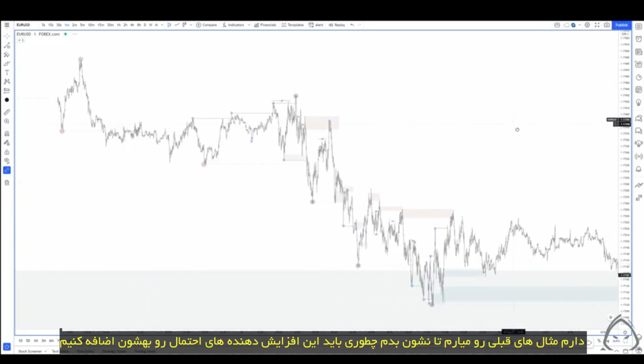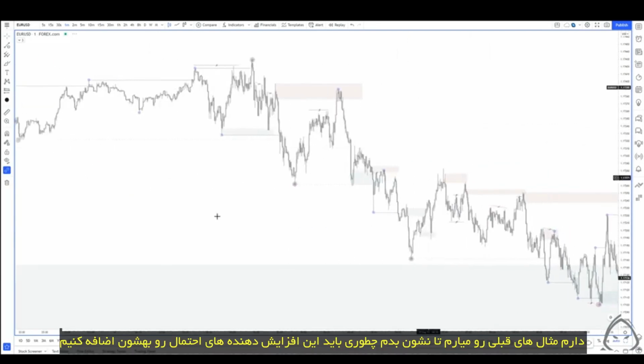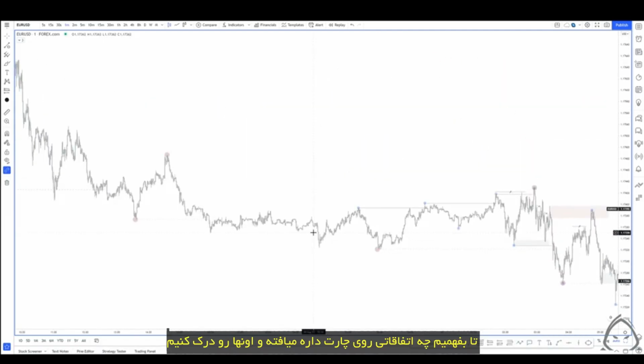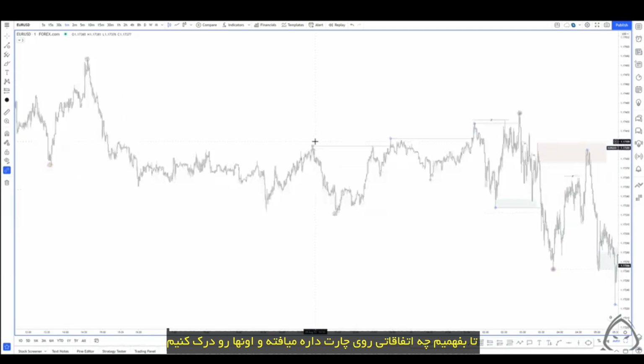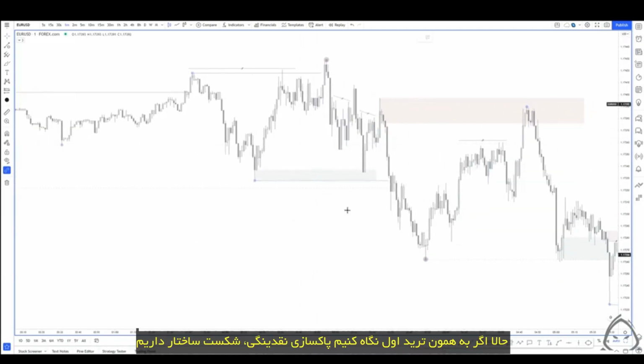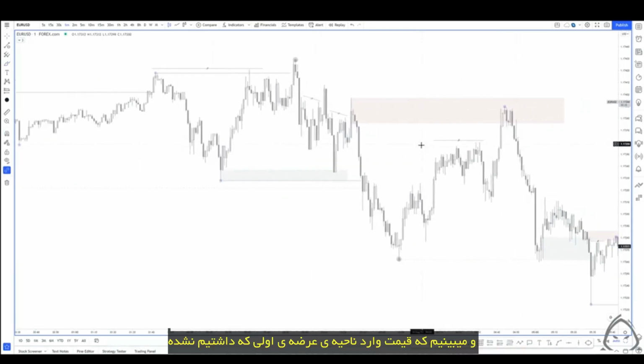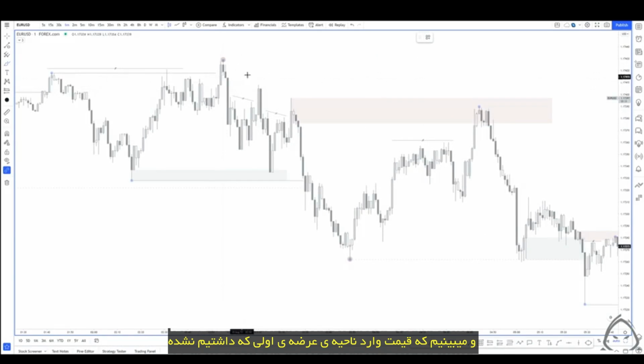I'm trying to showcase the same examples just to show how we can add on these probability increasers to just understand what we're seeing on the charts, and that way we can make sense of everything that we're seeing. So now if we look at that first trade again, we have that sweep of liquidity, the break of structure, and what we can see is the first supply zone doesn't really get interacted with. As we can see, price then moves to the downside.